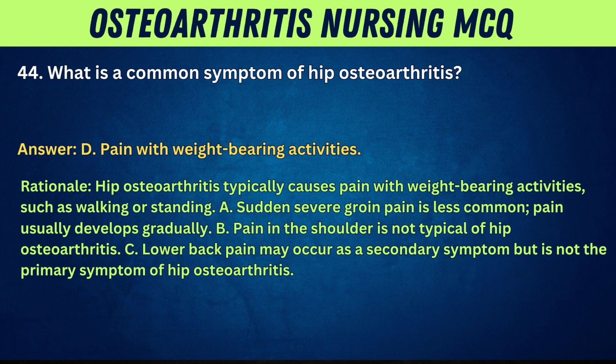Rationale: hip osteoarthritis typically causes pain with weight-bearing activities, such as walking or standing. A. Sudden severe groin pain is less common. Pain usually develops gradually. B. Pain in the shoulder is not typical of hip osteoarthritis. C. Lower back pain may occur as a secondary symptom, but is not the primary symptom of hip osteoarthritis.